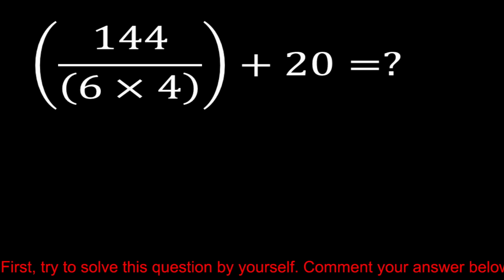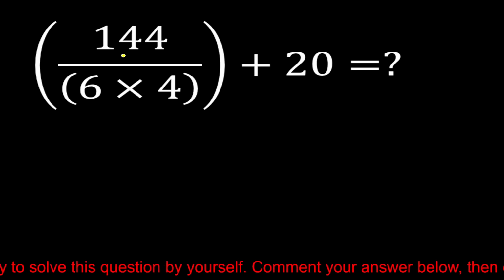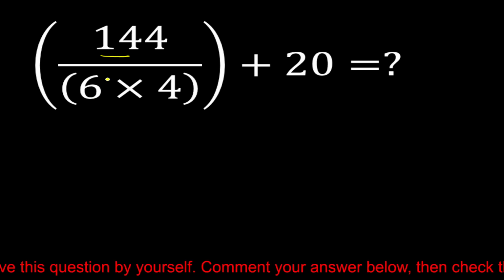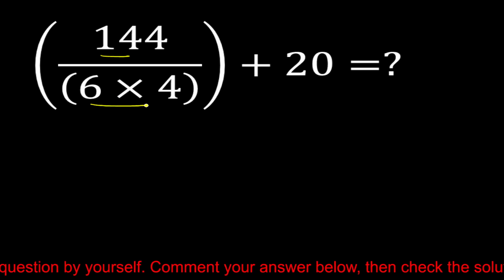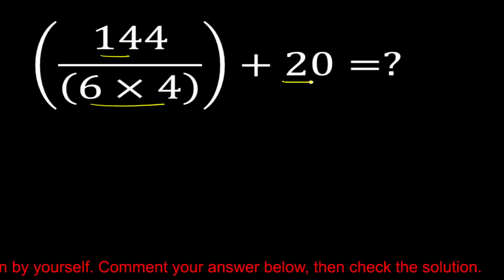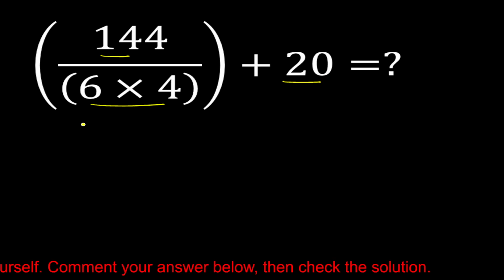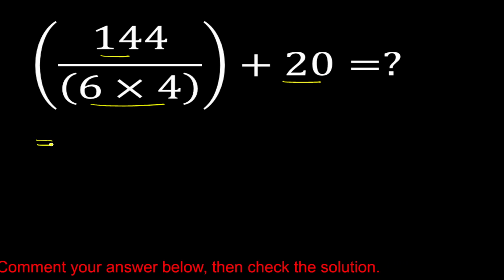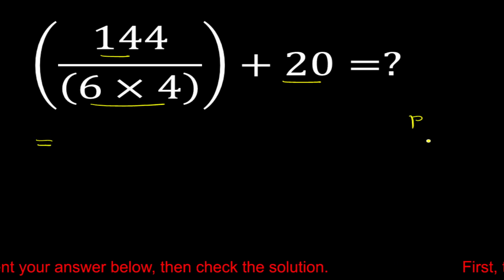So here we have a question: 144 divided by, in the parenthesis, 6 multiply 4, plus 20. Okay. So now let's solve this problem correctly by using the PEMDAS rule.